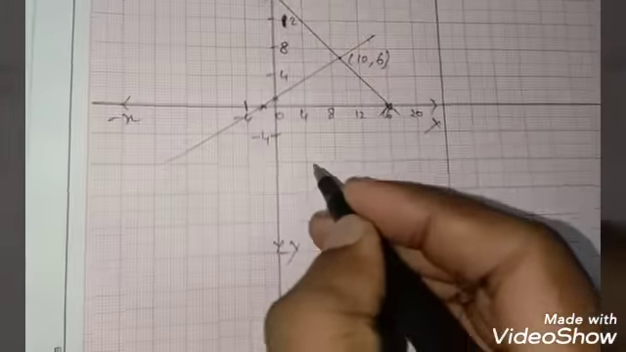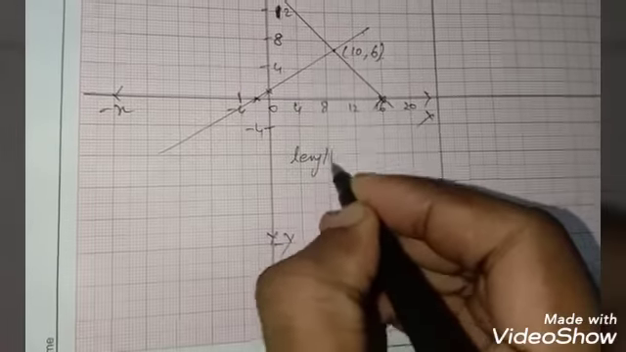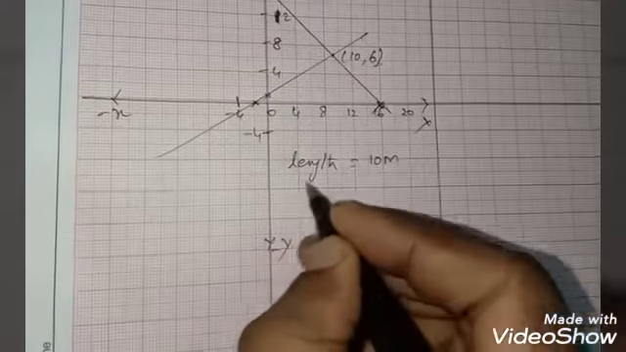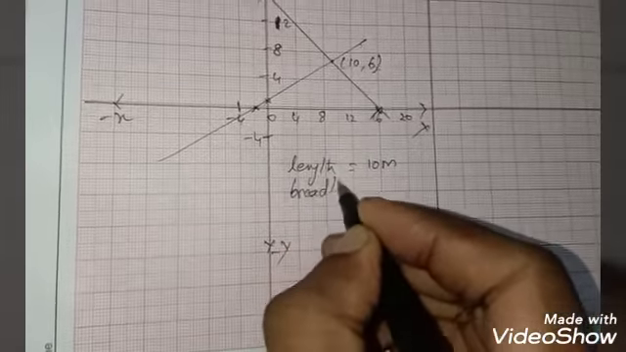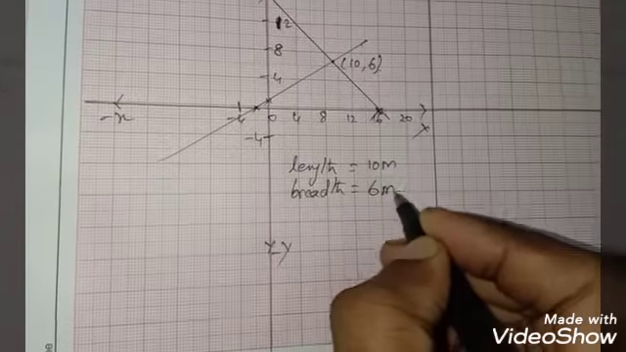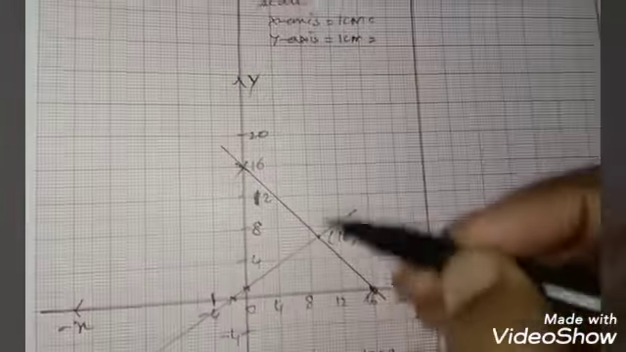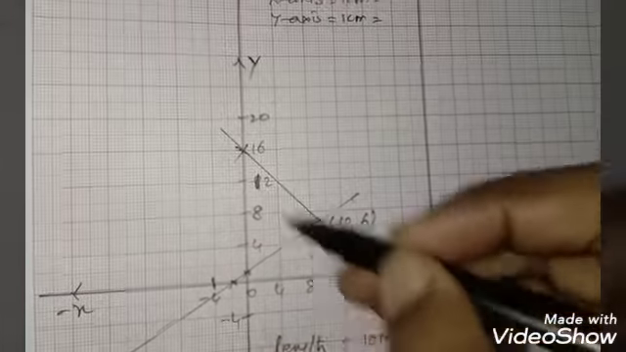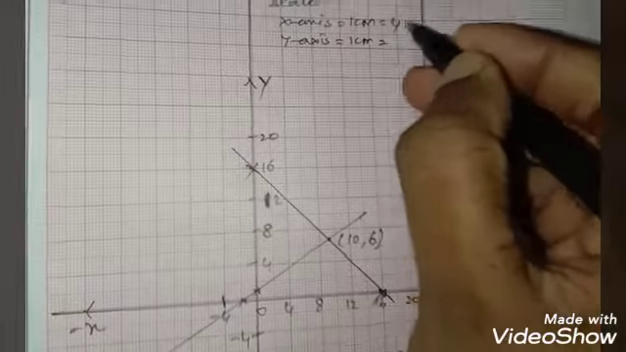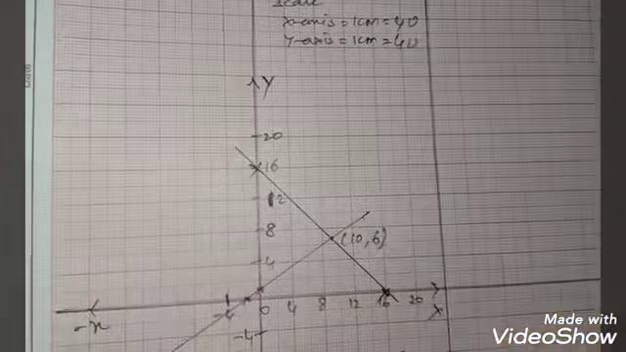Now what does 10 represent here? It means x. X is nothing but length. So we can represent that length is equal to 10 meter and breadth is equal to 6 meter. So after finding length and breadth, we have to go for the scale. Now the scale we have already taken for the x axis and y axis is 4 units. So 4 units and 4 units.